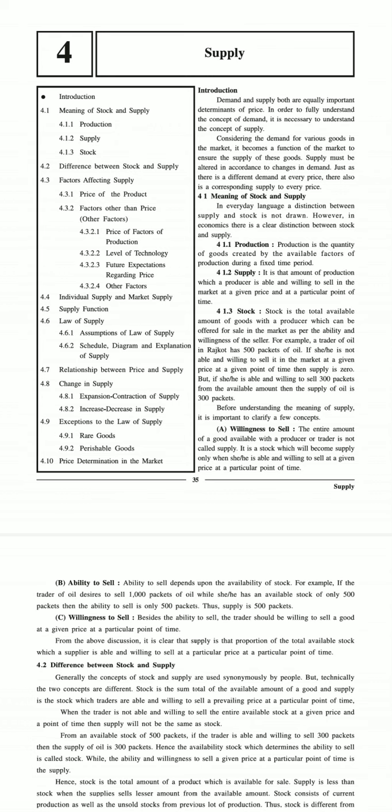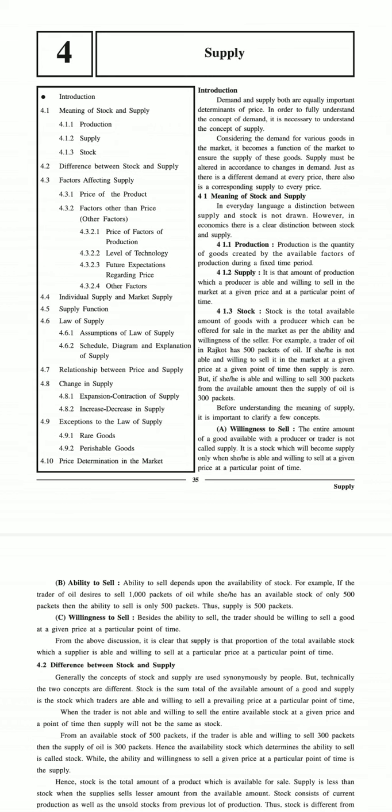So you can say that supply is derived out of stock. Again I repeat, stock means the total available quantity that a producer has for selling. Whereas supply is that quantity of goods which the seller is ready to sell at the given price right now, or at the particular price during a particular period of time.